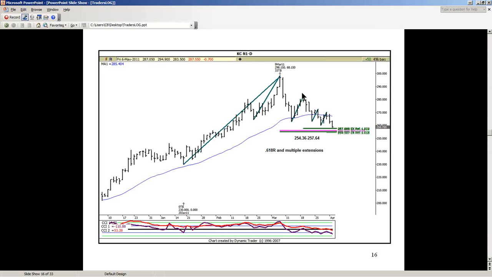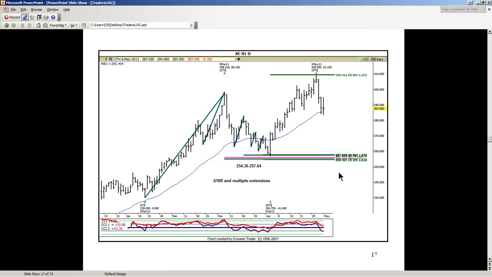The next low to high extended downwards. The next low to high, which is a little bit more minor, extended it down, and then the last one, low to high, extended it down. That gave us a zone of 254.36 to 257.64. That was in the July coffee this year.